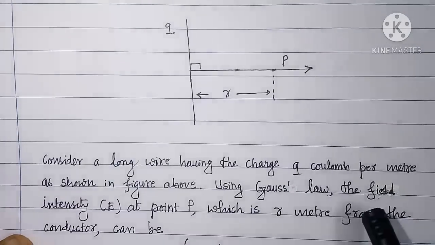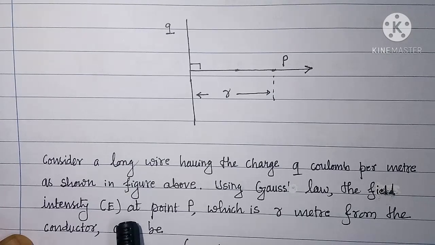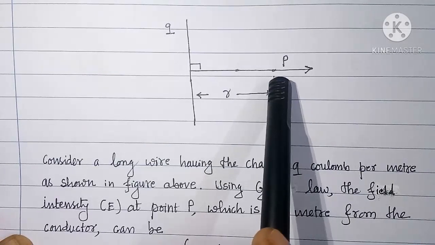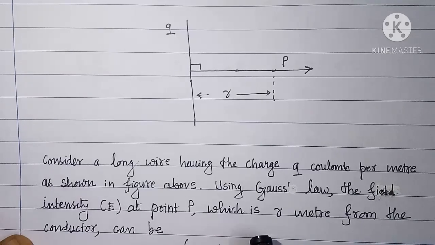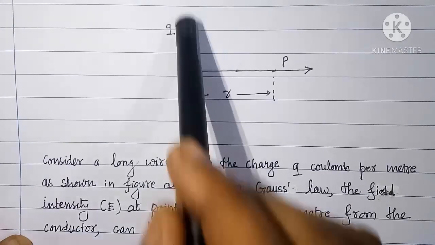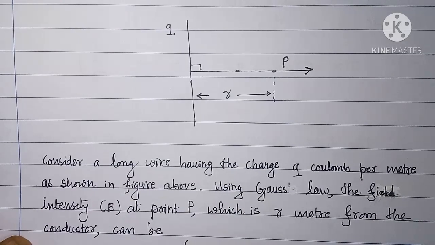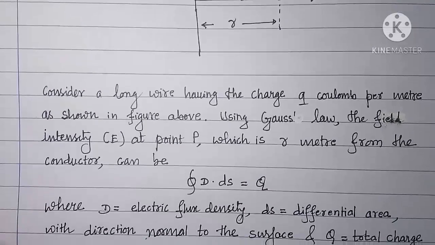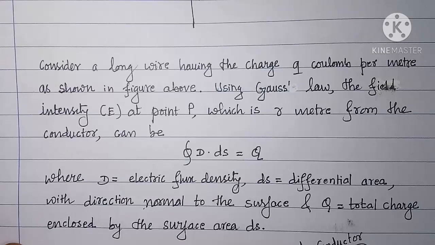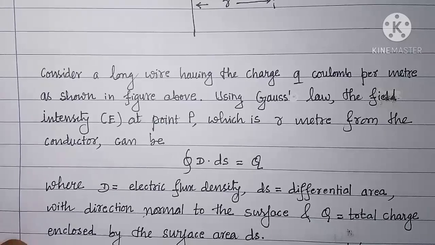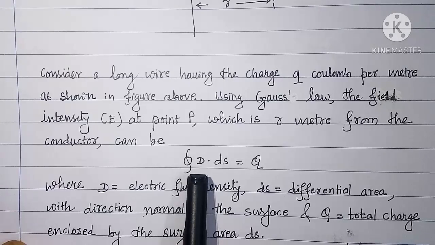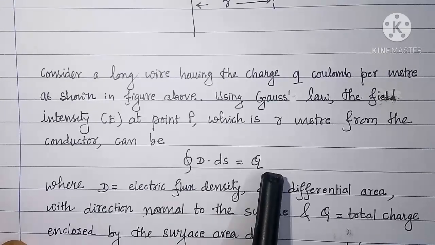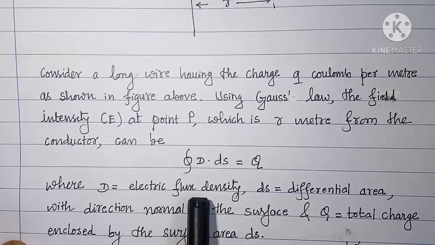Using Gauss law, we are going to calculate field intensity at point P, which is denoted by capital E, and this point P is R meter from the conductor. How to write the Gauss law then? The Gauss law is written here as integral of D into ds over a closed surface equal to capital Q, where D is electric flux density.